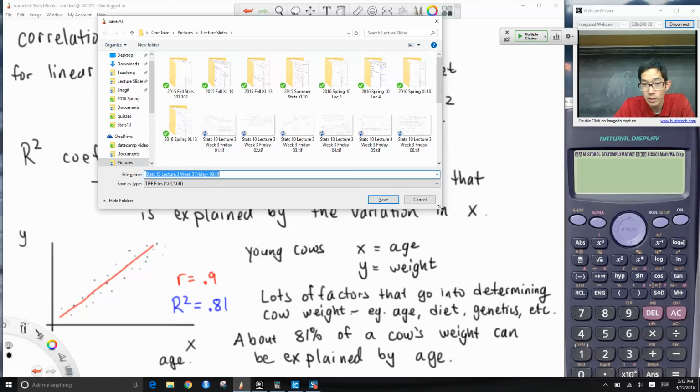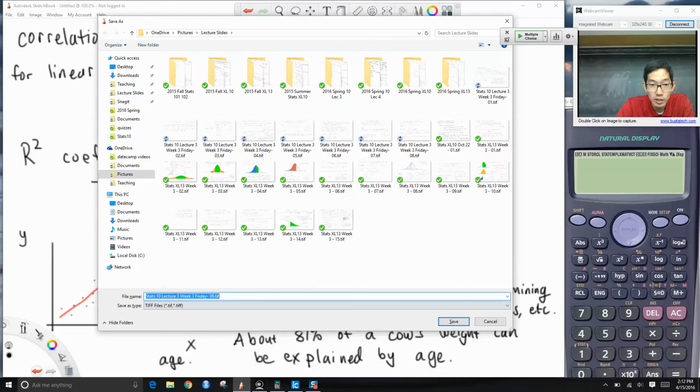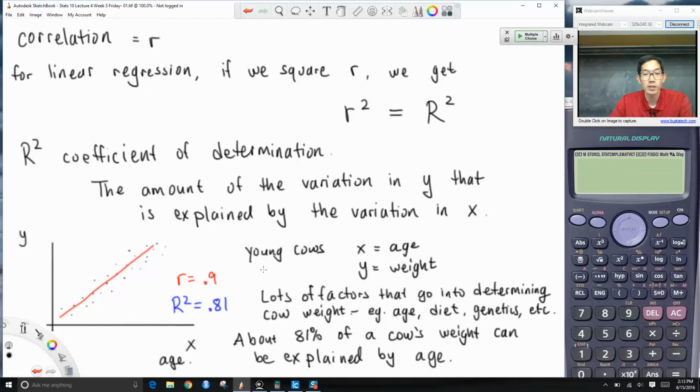Let me see. So this is Stats 10, Lecture 4, Week 3, Friday. Okay, let me just apologize. Is that good with you all? All right, so this is r squared. It's the coefficient of determination. We would just take our value r and we would square it.